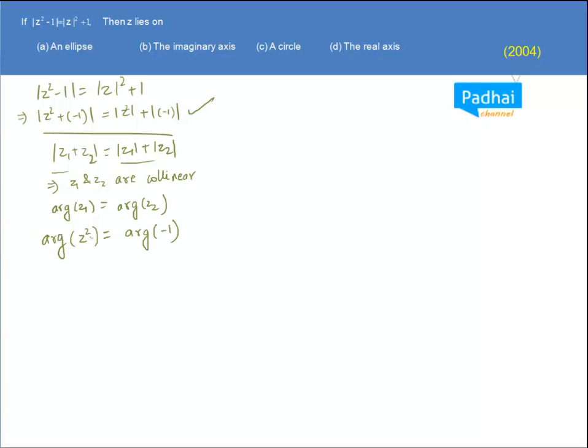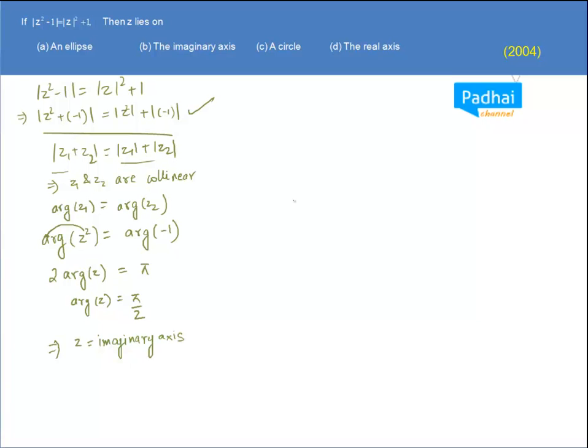Alright, and we know the property that whenever there is a square inside the argument, the 2 can be taken outside, like a log property. So this will be 2 arg z = arg(−1). Basically a number lying on the negative x-axis has argument pi. So this will become arg z = pi by 2. And we know that if the argument is pi by 2, the number will lie on the imaginary line. So you have got the answer: the locus of z is the imaginary axis, nothing else.